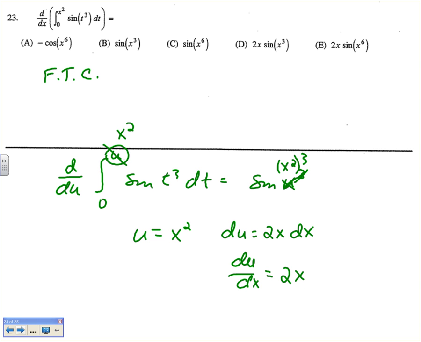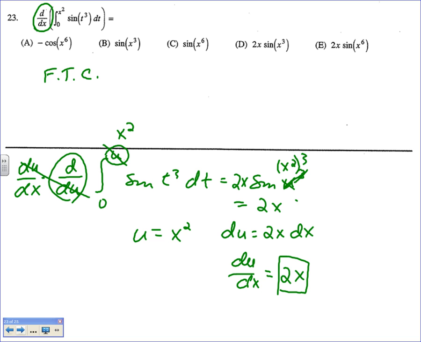And we have to take our du out, and we're going to make a substitution with du dx to get the d dx that they had originally. So that means we have to take our answer and multiply it by 2x. So to finish this off, this is going to be 2x sine of x to the 6th. So E is the answer to number 23.